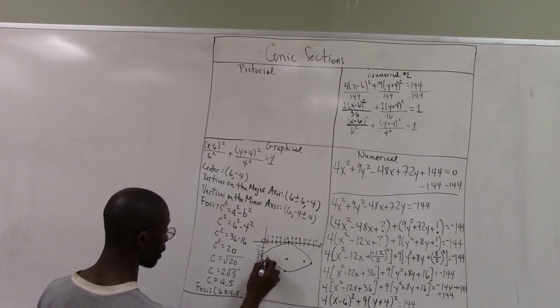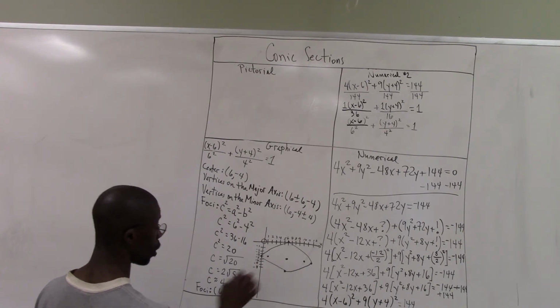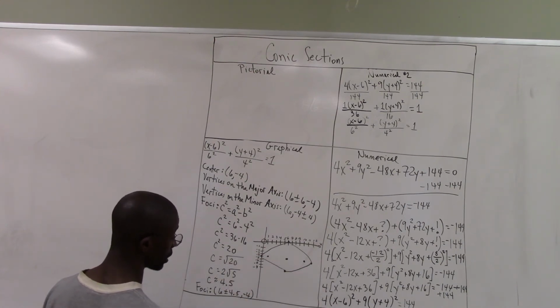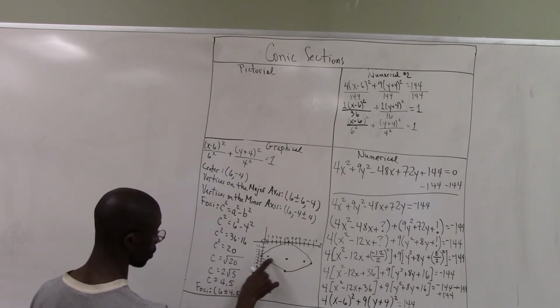So 1.5, -4. Notice that the foci, or the points of focus, the focus locations for the ellipse, are along and will always be along the major axis. In this case, the major axis is going left to right, or the horizontal direction. That's why we see that the foci are along the horizontal.